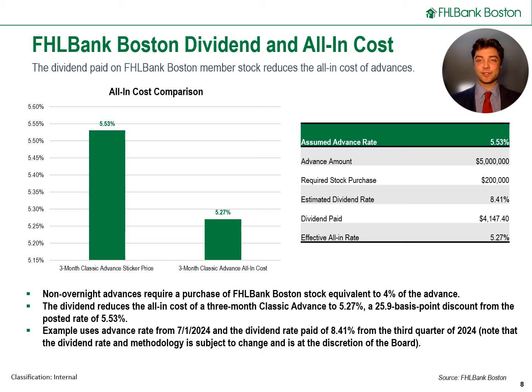The dividend reduces the all-in cost of the 3-month classic advance to 5.27%, a 25.9 basis point discount from the posted rate of 5.53%. I used the rate from July 1st, 2024 here so that we could look at an example using our posted real dividend rate and not a hypothetical scenario. However, please note that the dividend rate and methodology is subject to change and is at the discretion of the board.